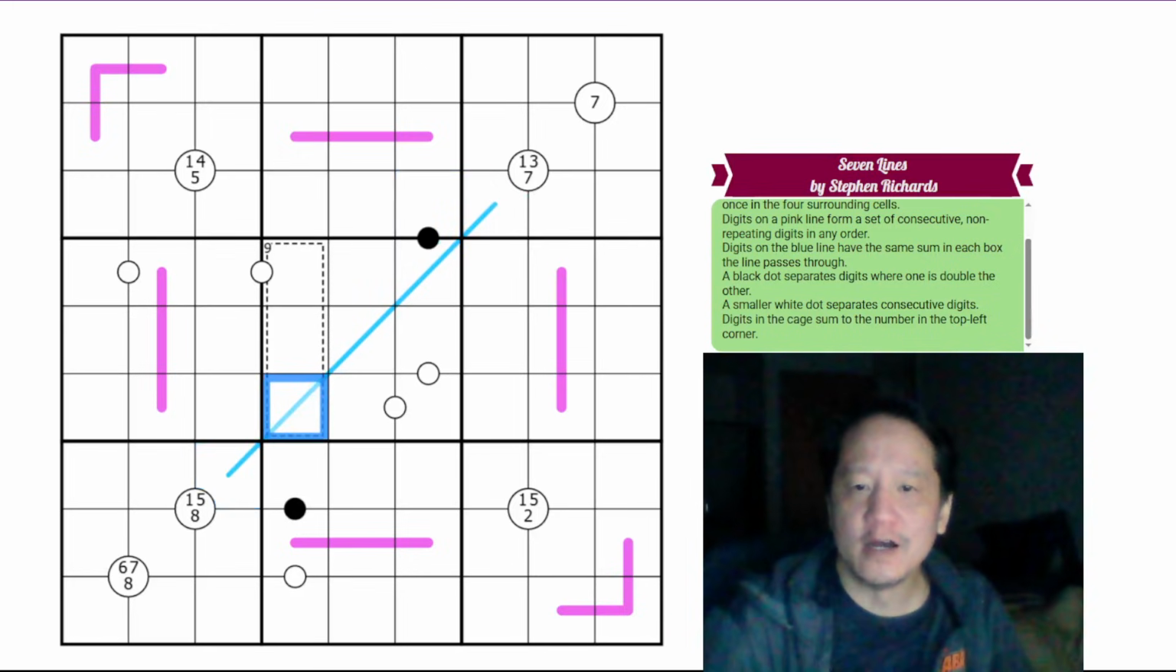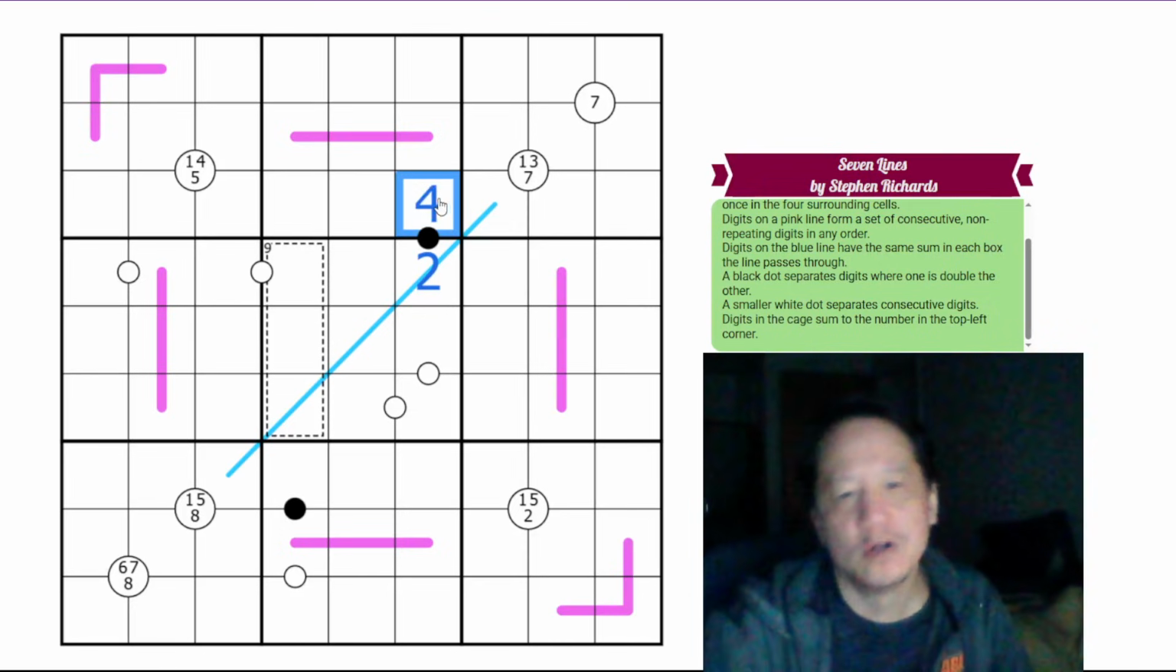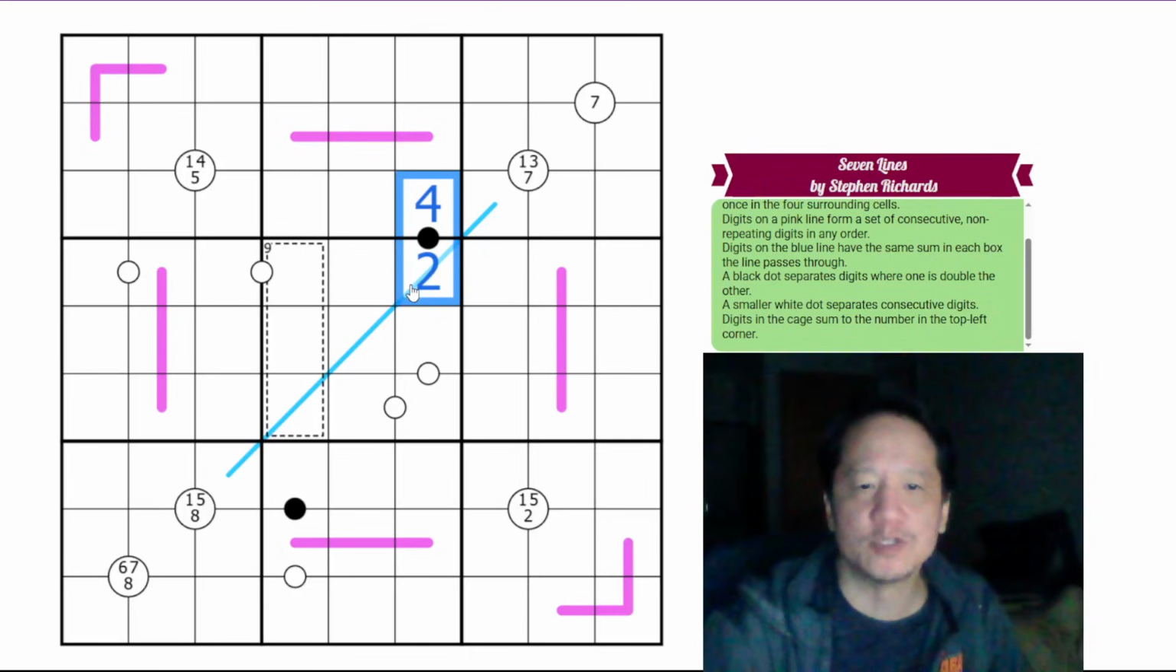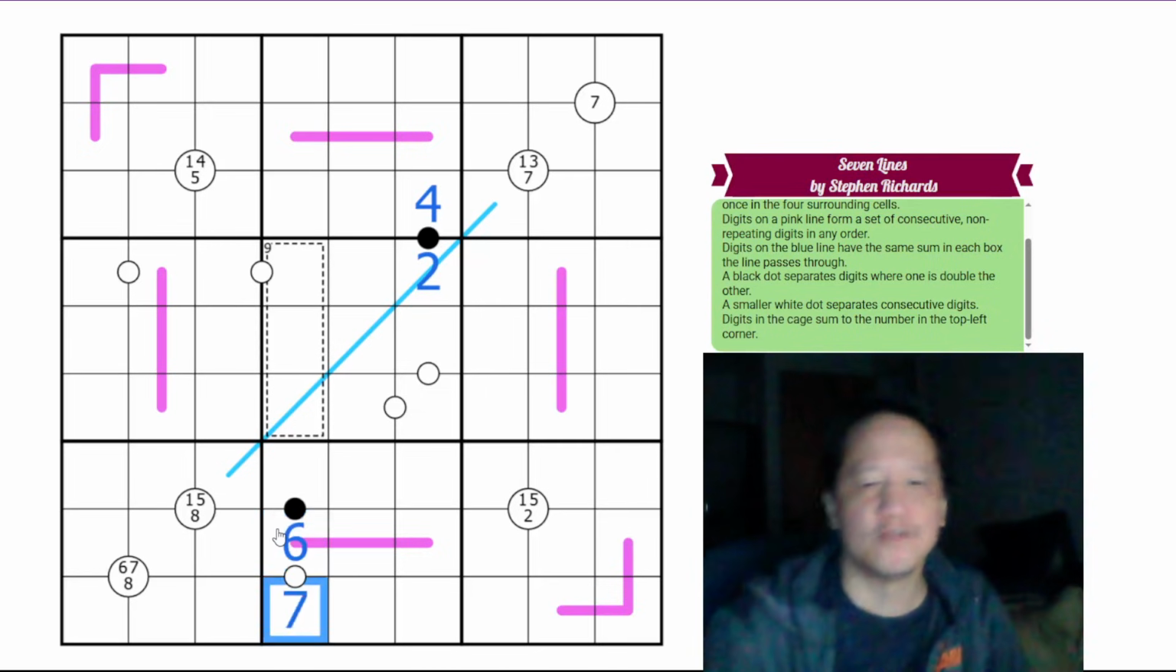We also have a black dot that separates digits where one is double the other, and a smaller white dot that separates consecutive digits, and these are otherwise known as Kropki dots. So for example, say this was a 2 here, then this would have to be 1 or 4 to maintain the 1 to 2 ratio that's between them. And say this was a 6 here, this would have to be 5 or 7 to make sure that these digits are consecutive. And those are examples of how Kropki dots work.